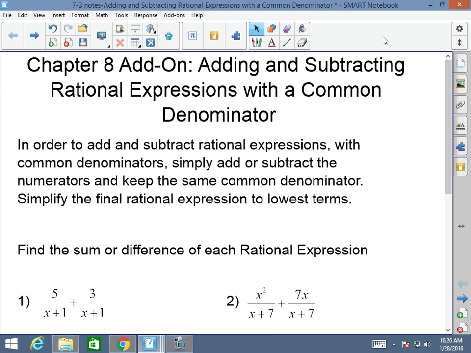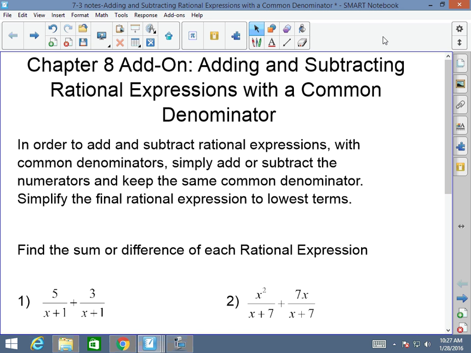Today we're going to continue with adding rational expressions. Actually, we're going to start adding rational expressions. We already learned how to find an LCD, and once we find an LCD, we have to convert the fractions into equivalent rational expressions, and then we add them. So today we're just going to learn the skill of how to add the rational expressions once we have the least common denominator. This is the easy part.